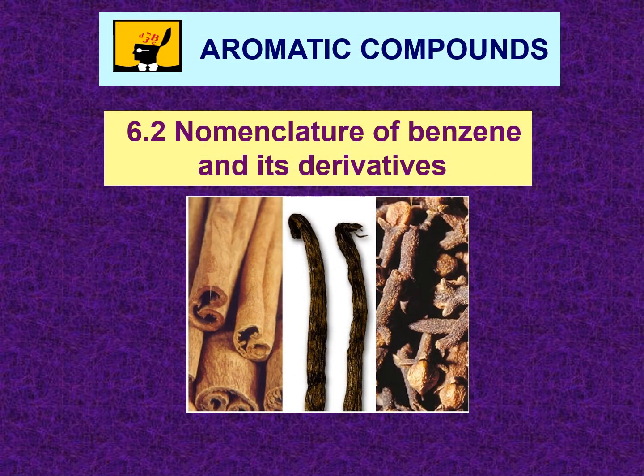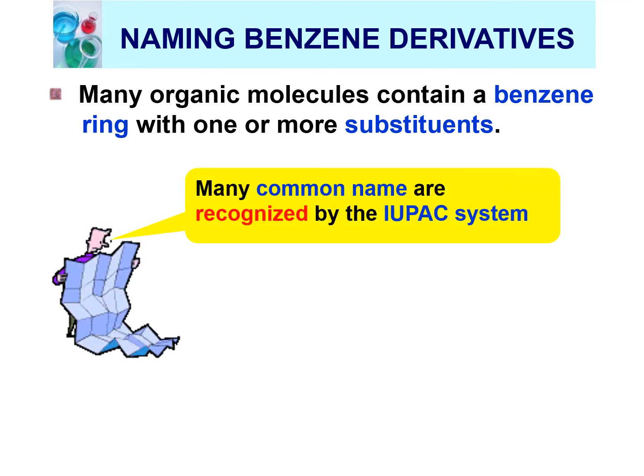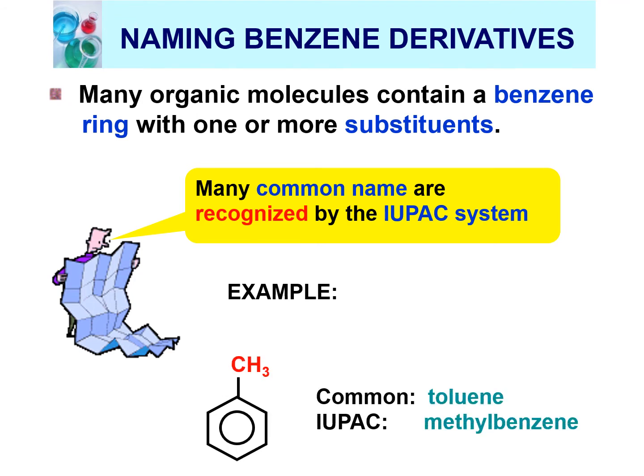Nomenclature of benzene and its derivatives. Many organic molecules contain a benzene ring with one or more substituents. Many common names are recognized by the IUPAC system. As an example, we have methylbenzene, commonly known as toluene.